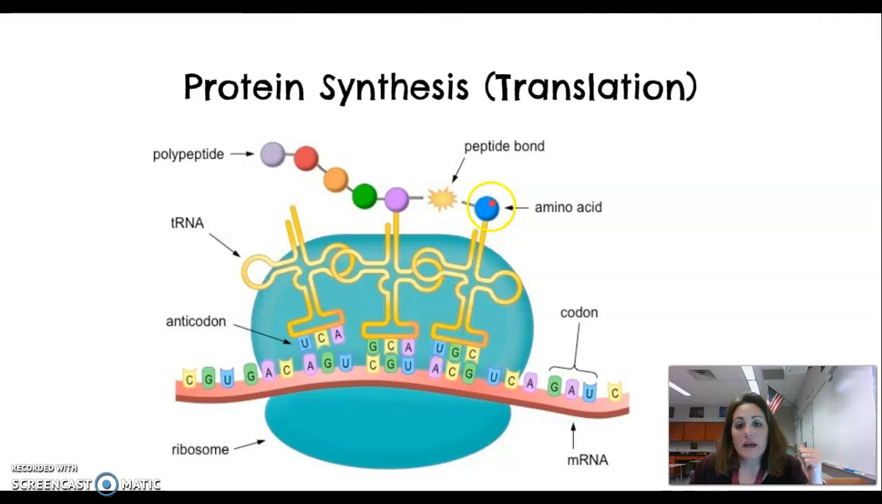Attached to the tRNA is an amino acid at the end. And that amino acid, once it gets dropped off, gets added to this growing chain. That's called a polypeptide or a protein. And the bond that connects them, they're attracted to each other like magnets, is a peptide bond.